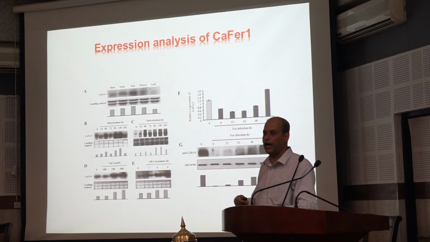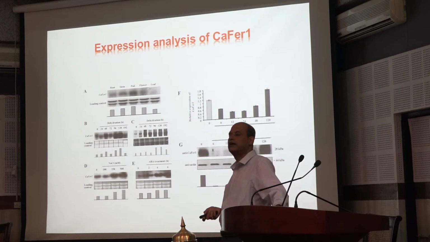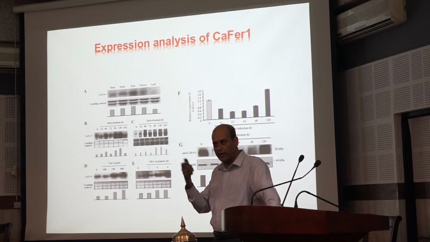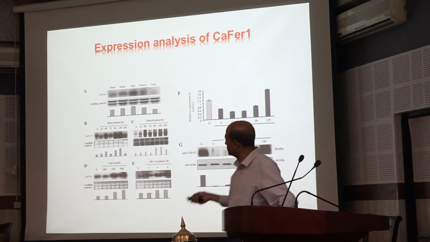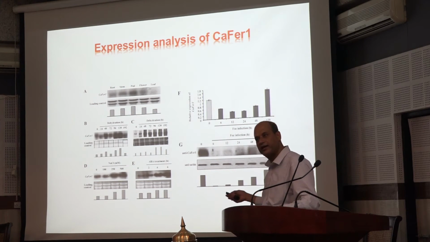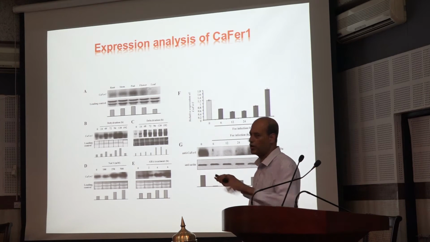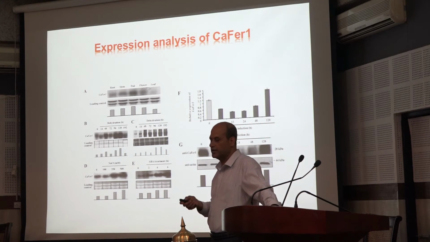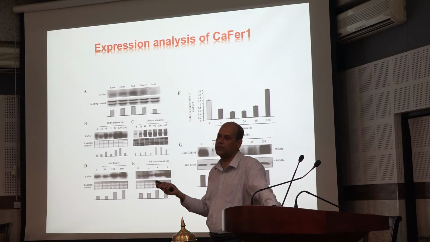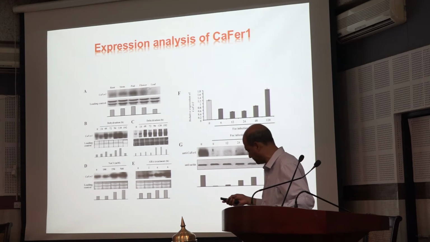The next question we asked: where is the gene expressed? Because we found the protein in the extracellular matrix at the cellular level. At the organ level, where is it expressed? So we studied the RNA. Here it is a northern blot. So we understood the gene is mostly present in the pod and the stem, very little in the root, and in the leaf there is no transcript. So this is the summary of the transcript analysis.